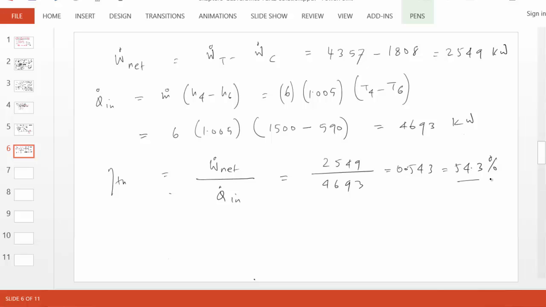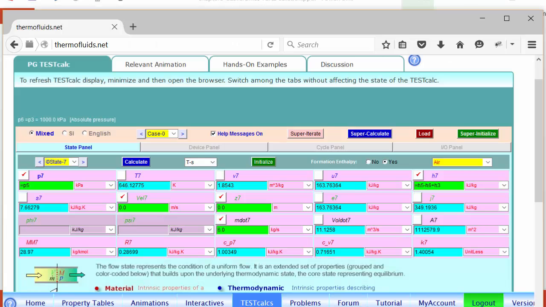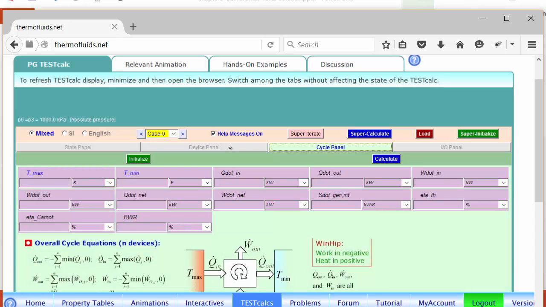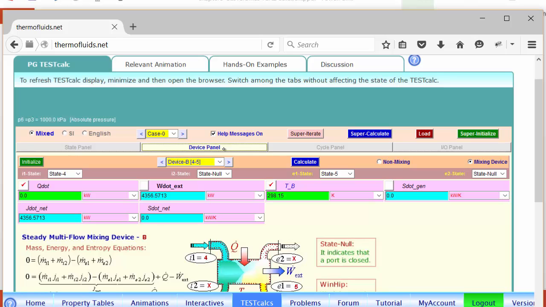To verify that in the test calc, you have to complete all the devices to complete the cycle. Otherwise the cycle panel will not make any sense. So we have only calculated 2 devices, A and B. So let's go ahead and see how we calculate all the other devices.